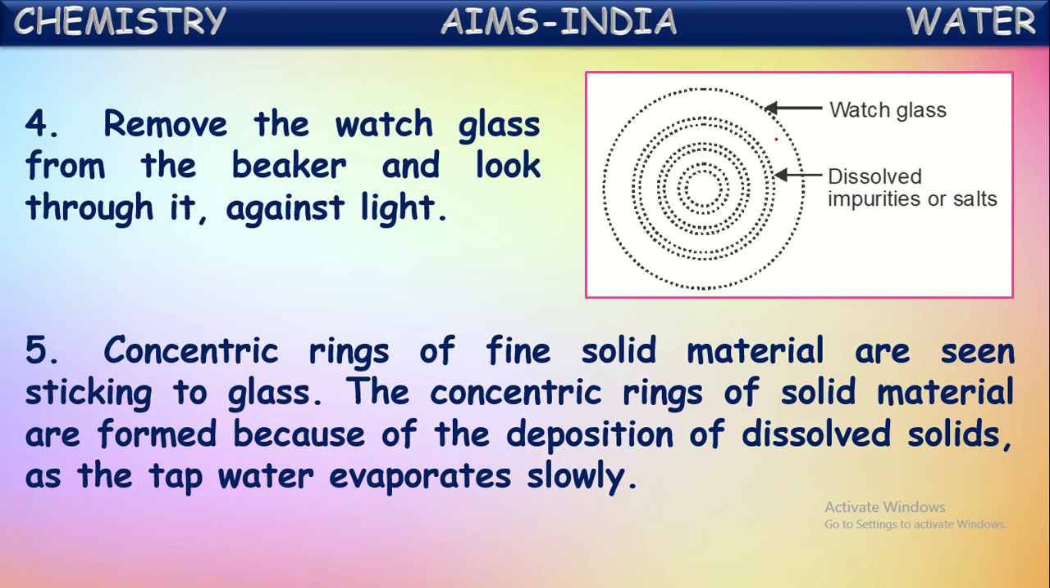So these concentric rings of solids are because of the dissolved salts present in the water. As water is completely evaporated, these solid salts remain, sticking to the watch glass. Because of the salts only, these concentric rings are observed. Okay, this proves the presence of dissolved salts in the tap water.